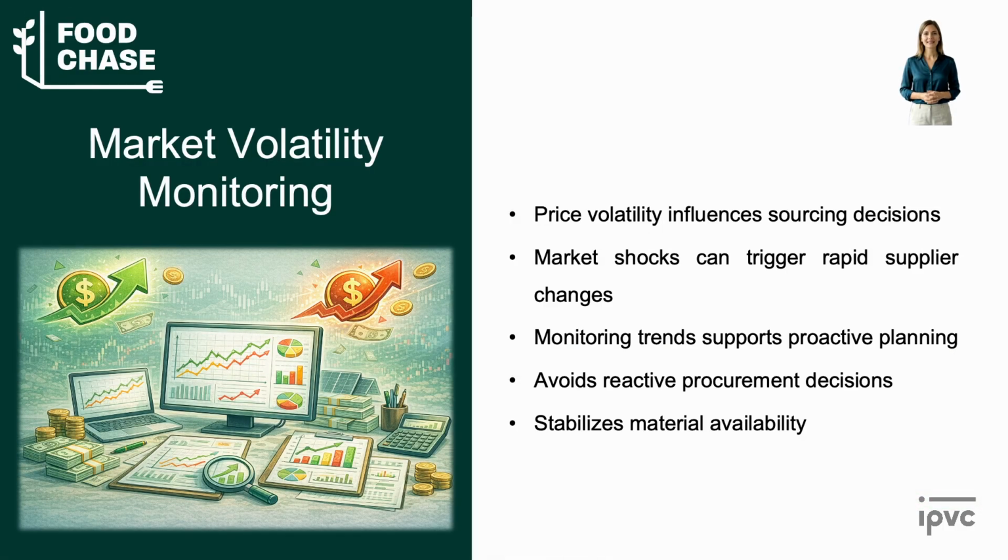Market volatility, including price fluctuations and trade changes, affects procurement strategies. By monitoring market trends, companies can anticipate disruptions and avoid reactive sourcing decisions that increase risk and waste. Proactive planning supports more stable material availability.